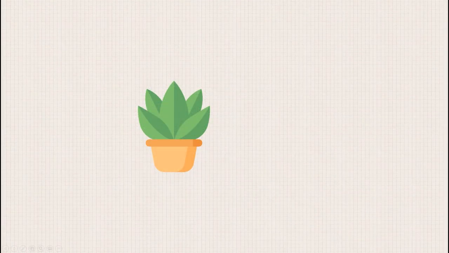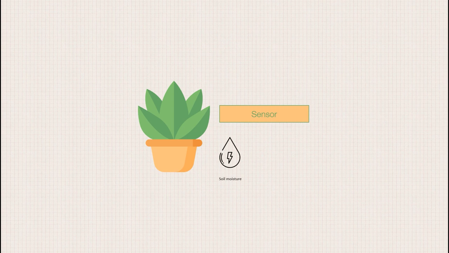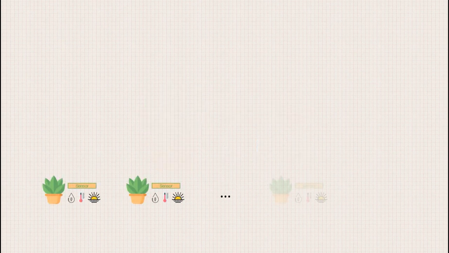The first part of the system will be the sensor units. As the name implies, these units will be collecting information like soil moisture, temperature, and ambient light for each individual plant and report it back to our central unit. We will need one sensor for each plant that we want to monitor.